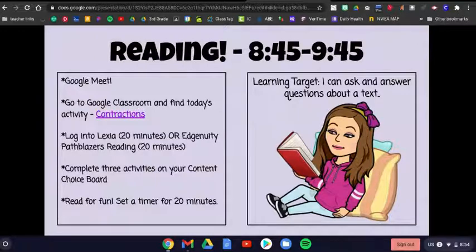After this, you have your checklist of things to do: your Google Meet activity, your Google Classroom activity, your Lexia time, and if you have time, silent reading for fun, and your choice board.